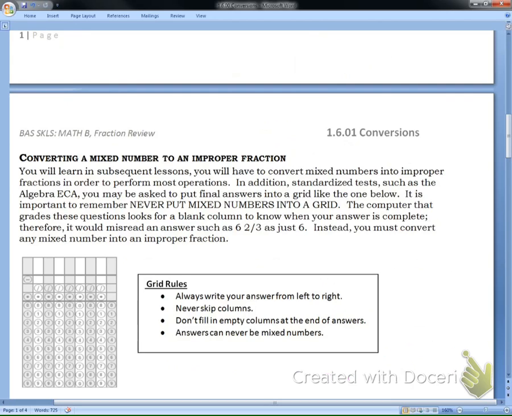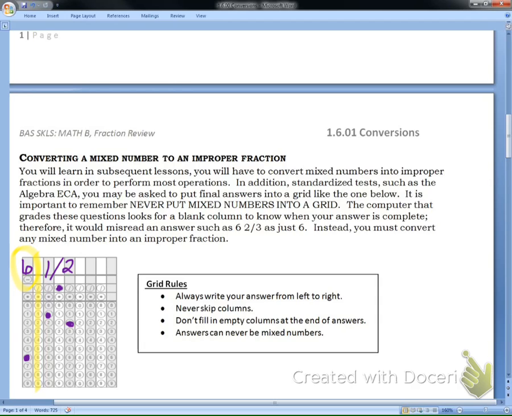It is important to remember you never put a mixed number into a grid. When the computer grades questions that look like this, they look for blank columns. That's when the computer knows that you're done inputting your answer. So if you were to put in a mixed number, for example, 6 1/2, notice you see this blank column here. And if you put it together, it would look like 61/2. So in either case, the computer is going to grade this wrong. In fact, the computer would just stop at that blank column and consider that a 6.